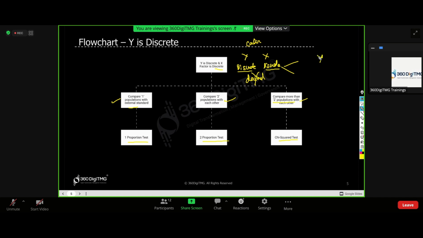Now, what is this two population? This is y. What number of classes do you have in y? You want to predict whether a person will default or not default. This is a two-class, binary class problem. If you want to predict the salary, whether it is high, low, or medium, this is three class. And then you have multi-class classification problems also. So based on this also, you have different types of tests you can perform.